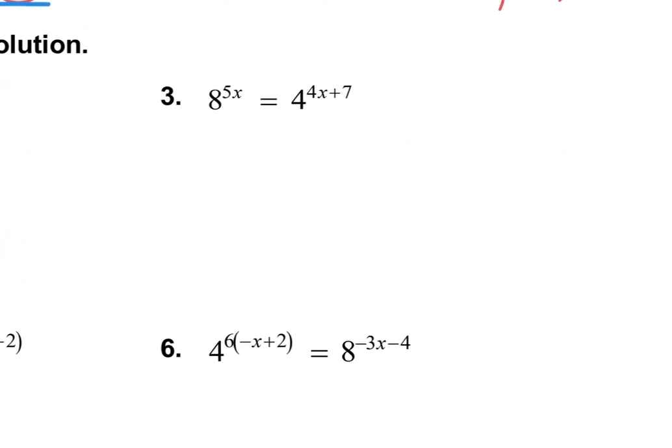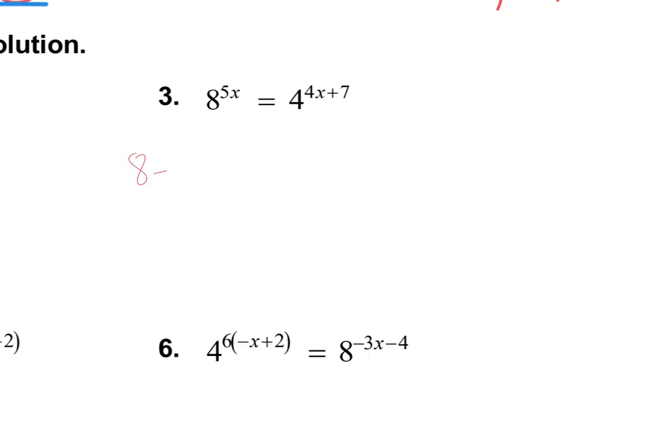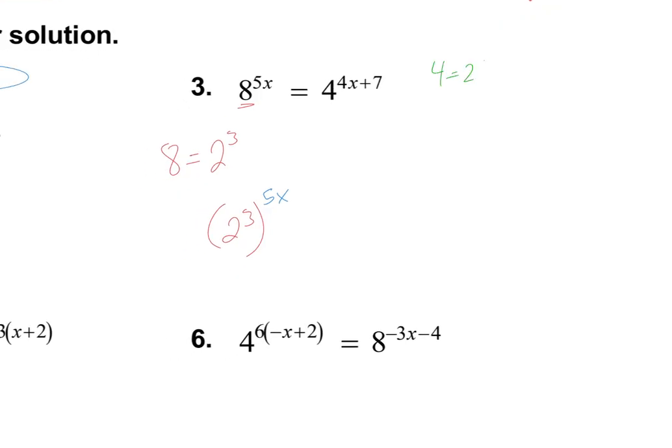So check this out. 8 is really 2 to the 3rd power, right? So there's an 8. So what we could do is say 2 to the 3rd is being raised to the 5x power. And 4, as you probably know, is really 2 squared. There's a 4. So 2 squared is being raised to the 4x plus 7 power. I don't know why these guys are so diagonal from each other, but this is what we're doing, right?